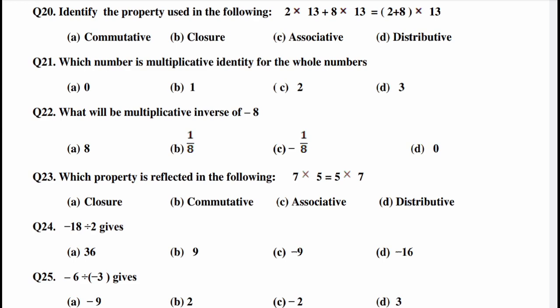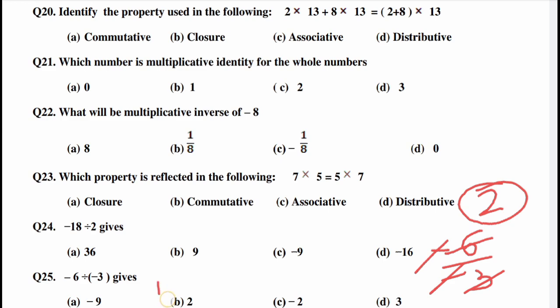Question number 25. Minus 6 divided by minus 3 gives minus 9, 2, minus 2 or 3. First we divide minus 6 by minus 3. Minus and minus cancel, and 3 twos are 6. So the answer is 2. The answer is B, 2.